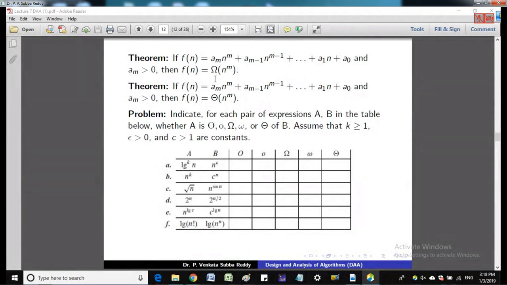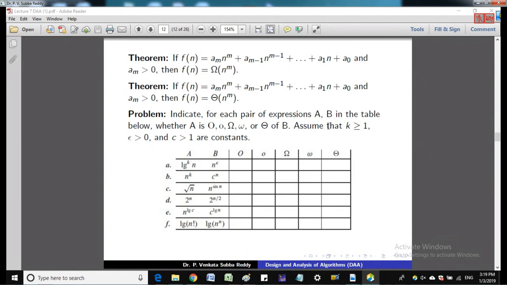Okay. So finally the point is, if you are given a polynomial whose degree is m, and the coefficient of the highest degree term is not zero, then the order of growth of that polynomial is its degree only, n to the power of its degree. Now, this is a problem taken from Introduction to Algorithms by Thomas H. Cormen; this is an exercise problem in that textbook.